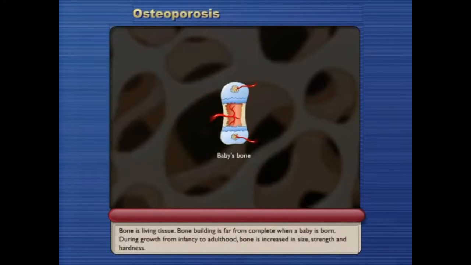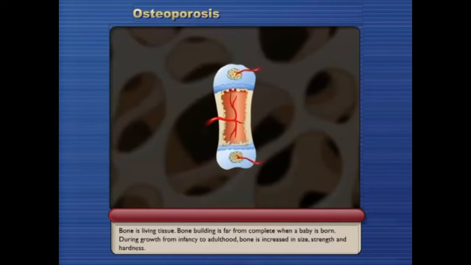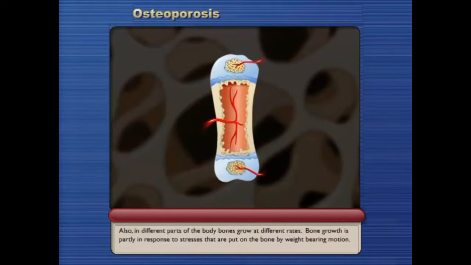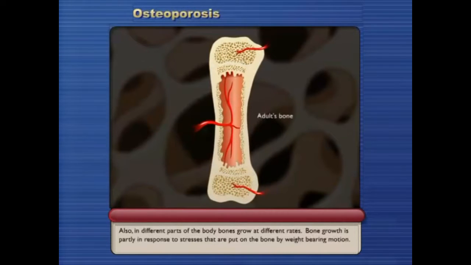Bone is living tissue. Bone building is far from complete when a baby is born. During growth, from infancy to adulthood, bone is increased in size, strength, and hardness. Also, in different parts of the body, bones grow at different rates. Bone growth is partly in response to stresses that are put on the bone by weight-bearing motion.